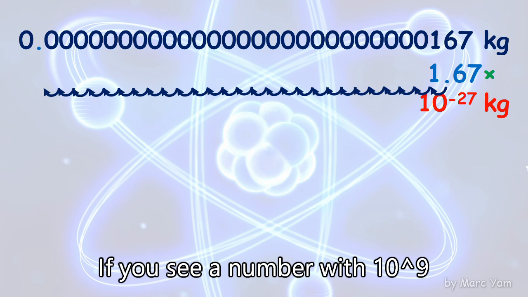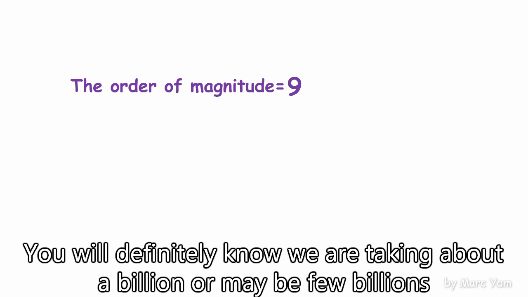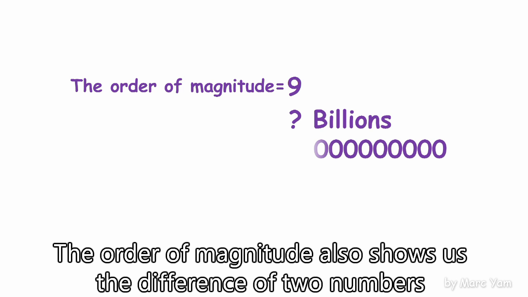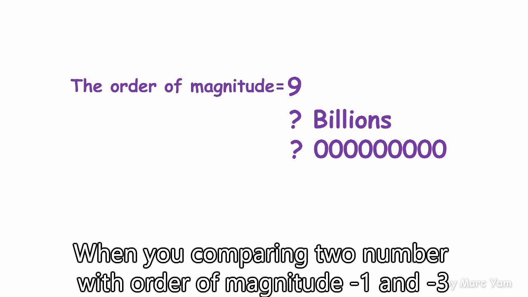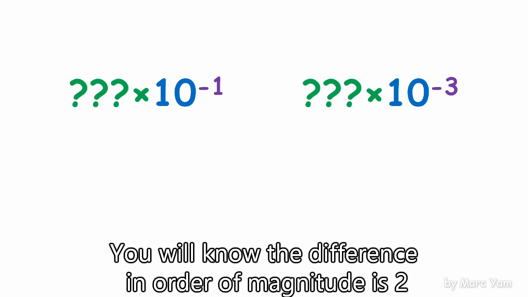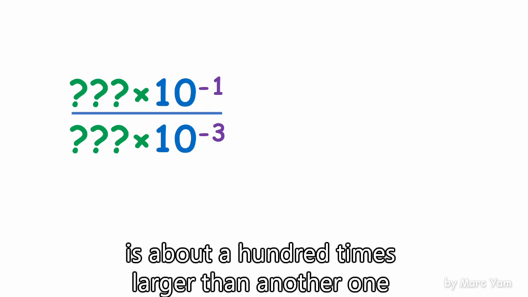If you see a number with 10 to the power 9, it is known as the order of magnitude of the number is 9. You will definitely know that we are talking about a billions or maybe a few billions, and you won't be struggling to count the number of zeros again. The order of magnitude also shows us the difference between two numbers. When you're comparing two numbers with order of magnitude negative 1 and negative 3, you will know that the difference in order of magnitude is 2. It means that this number with the order of magnitude negative 1 is about 100 times larger than another one.